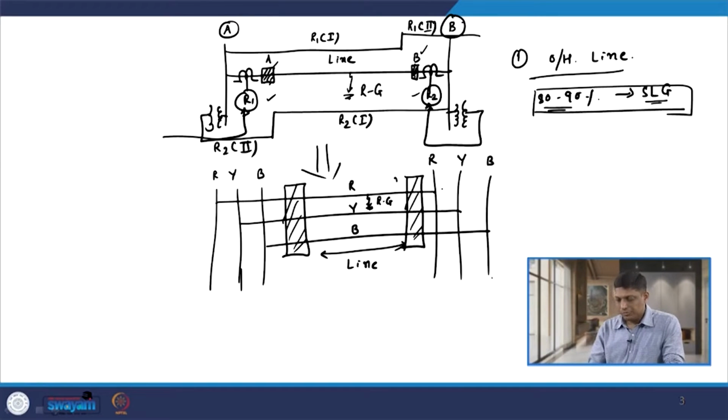become open. So, irrespective of whether it is a single line to ground fault or a double line to ground fault, whenever any fault occurs on the line, all the 3 poles of these 2 circuit breakers become open and that will clear the fault. So, irrespective of the single line to ground fault, we open all the 3 poles.